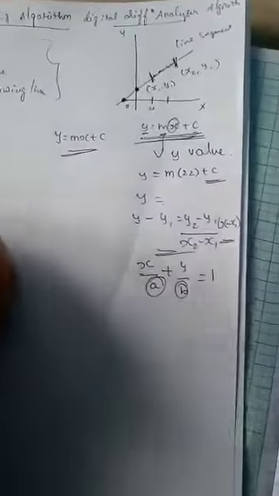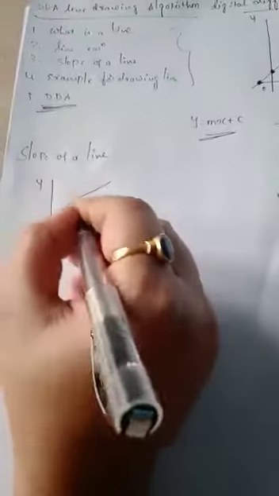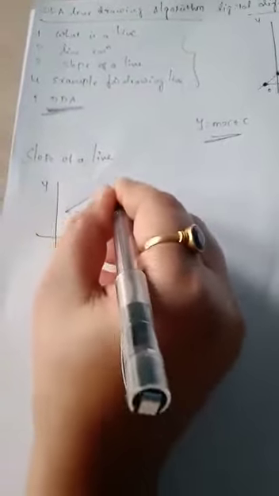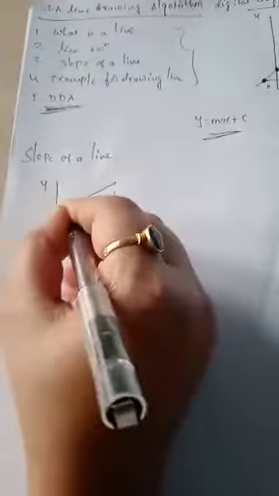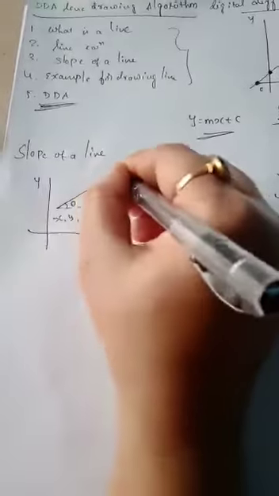Next we move on to the slope of a line. Here we take one line segment, and for that we find out the slope. Here I will get the angle theta. The two end points are x1 y1 and x2 y2.